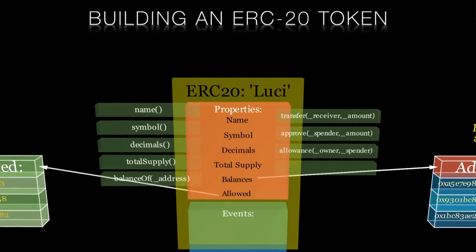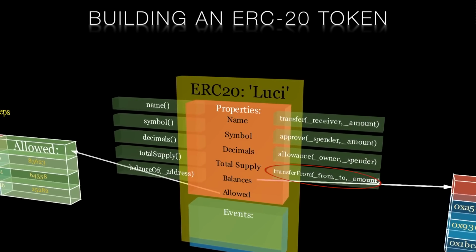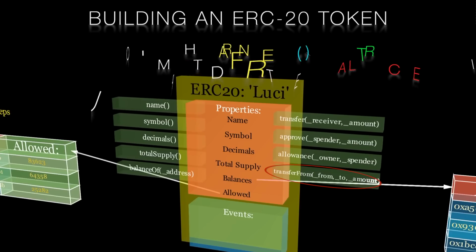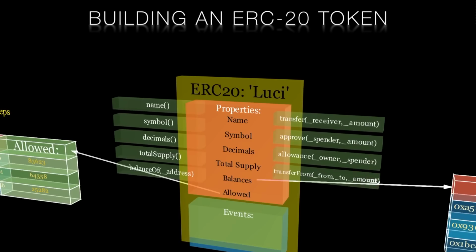With all of this set up, the transfer from function can then take care of the third-party transfer of tokens. As with the first workflow, it needs to update the balances mapping. It will do this once it's checked that a valid allowance exists for this third-party transfer. Again, think of this allowance as analogous to a credit card limit.